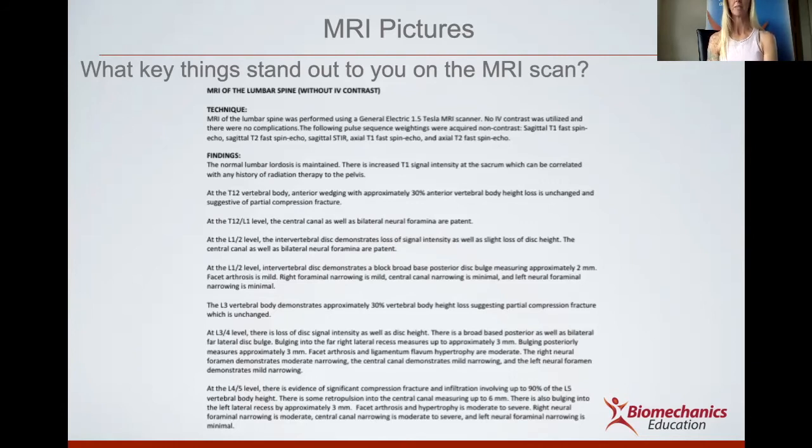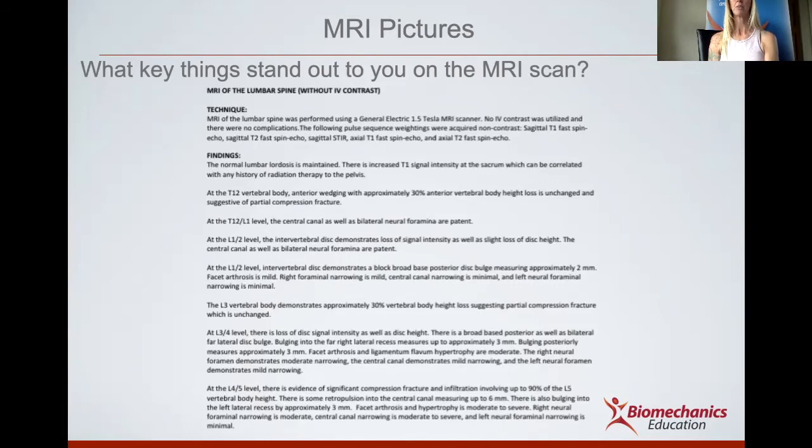The normal lumbar lordosis is maintained, and there is an increased T1 signal intensity at the sacrum, which can be correlated with a history of radiation therapy to the pelvis. The T1 signal here is about the imaging technique rather than the T1 spine. It's a description of the intensity of the signal in T1 through a certain plane rather than the thoracic spine. But what we've deemed from this is that this client clearly has had some radiotherapy, looking like it was at the pelvis area. So we might want to know more about the reason for that. It could be cancer related, for example, and we would hopefully have that information.